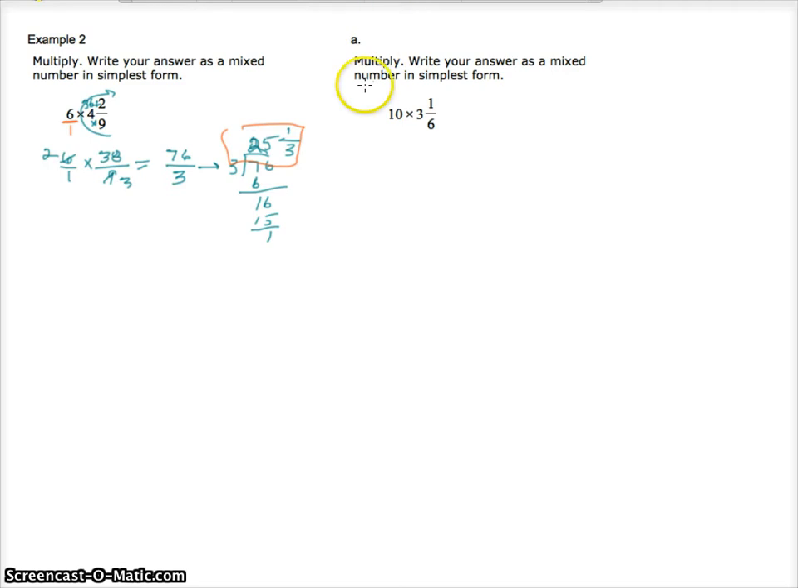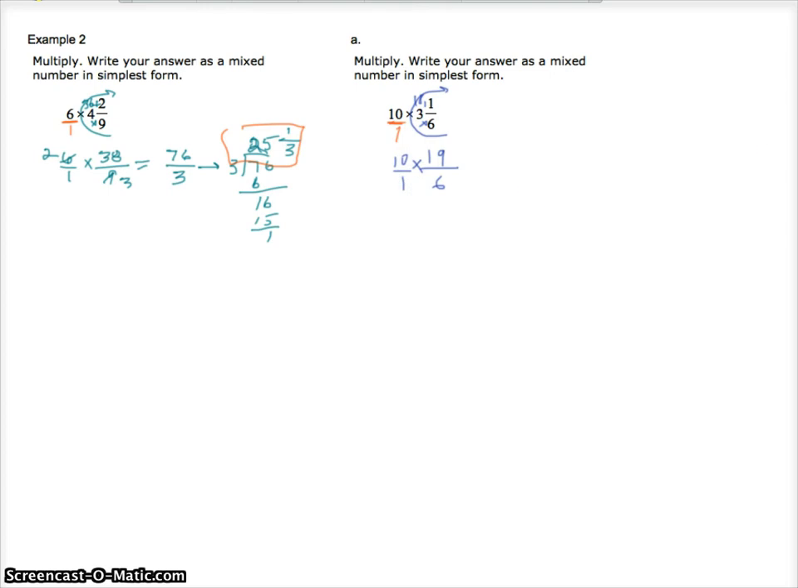Let's look at this last problem A. It says multiply and write your answer as a mixed number in simplest form. I've got 10 times 3 and 1/6, so I need to put 10 over 1 so that I have a fraction. And I need to fishhook again. 6 times 3 is 18, plus 1 is 19 over 6, times 10 over 1.